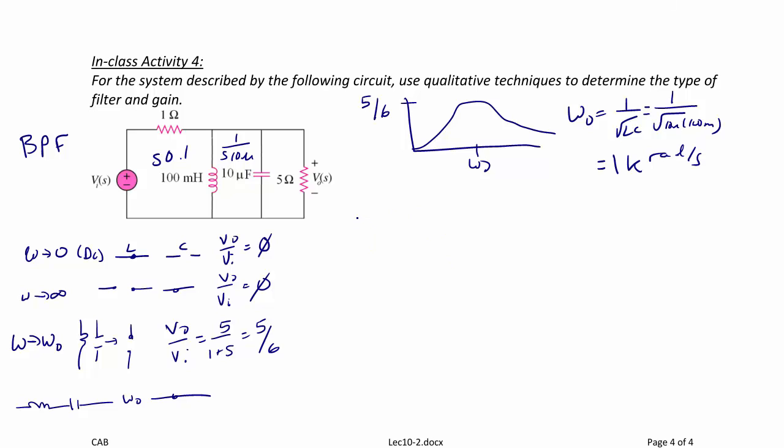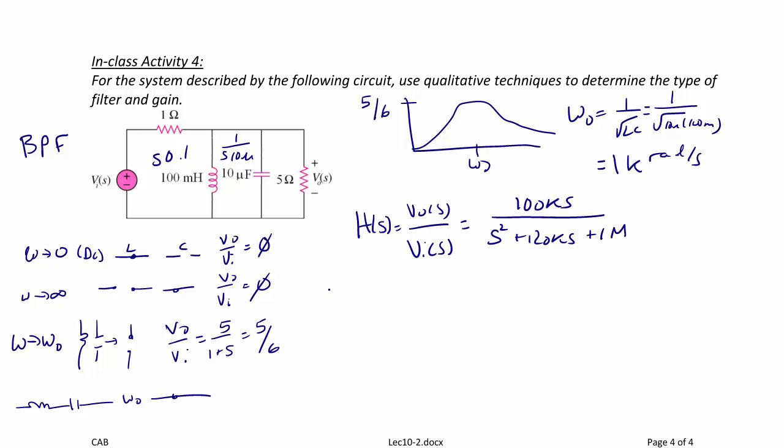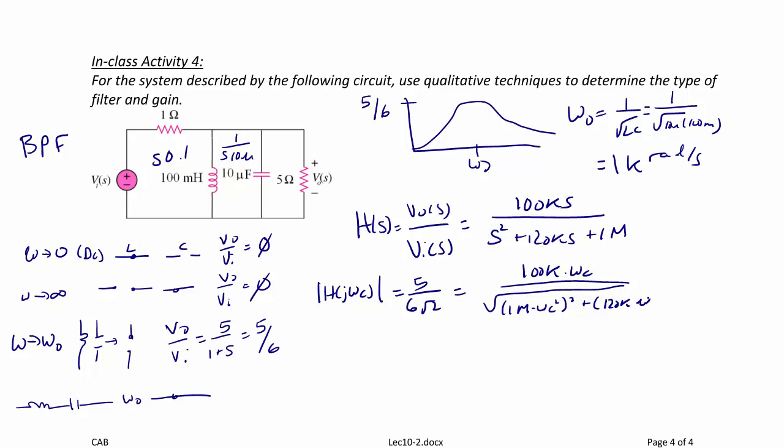Now let's try to derive the transfer function. So H of S is equal to V naught of S over VI of S, which is 100 Ks over S squared plus 120 Ks plus 1 meg. So to find the cutoff frequencies, it's the magnitude of H of j omega c, which should be equal to 5 over 6 on the square root of 2, which is equal to 100 K times omega c in the numerator divided by the square root of 1 meg minus omega c squared quantity squared plus 120 K times omega c squared.